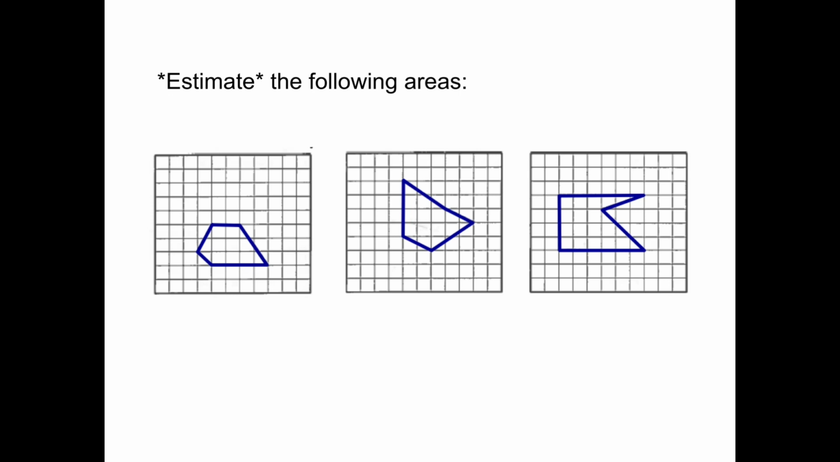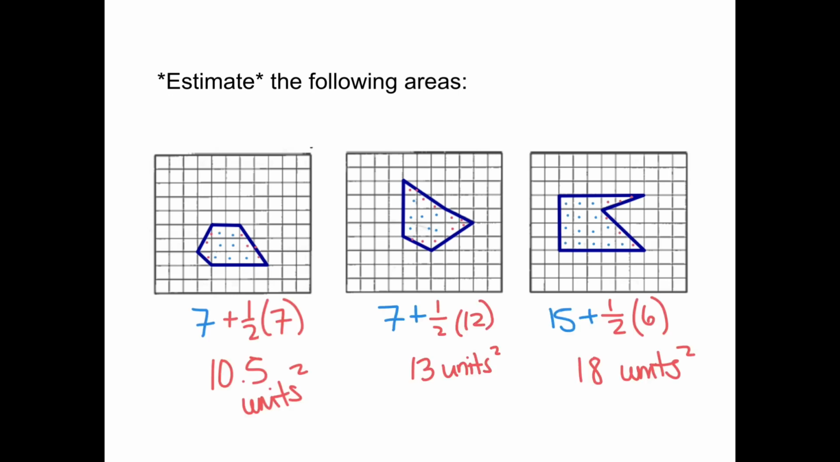Last couple here, let's give these an estimate. Checking your answers, I got 7 whole and 7 partials, so 10.5 units squared. 7 whole and 12 partials, so 13 units squared. 15 whole and 6 partials, so 18 units squared on these last 3 examples.